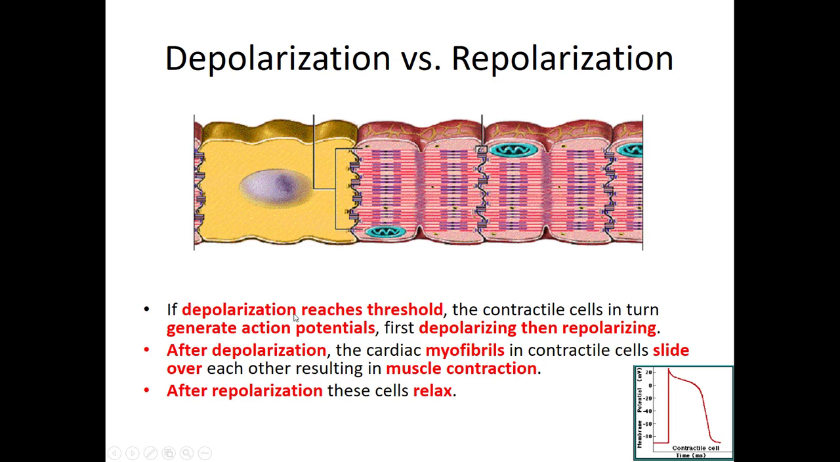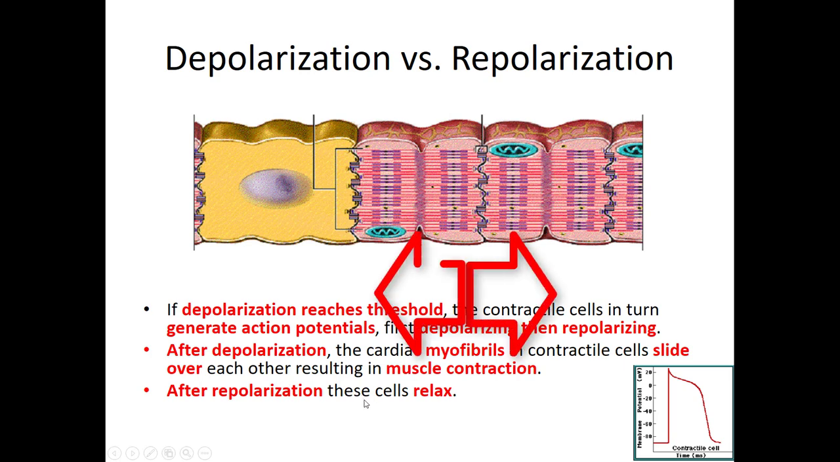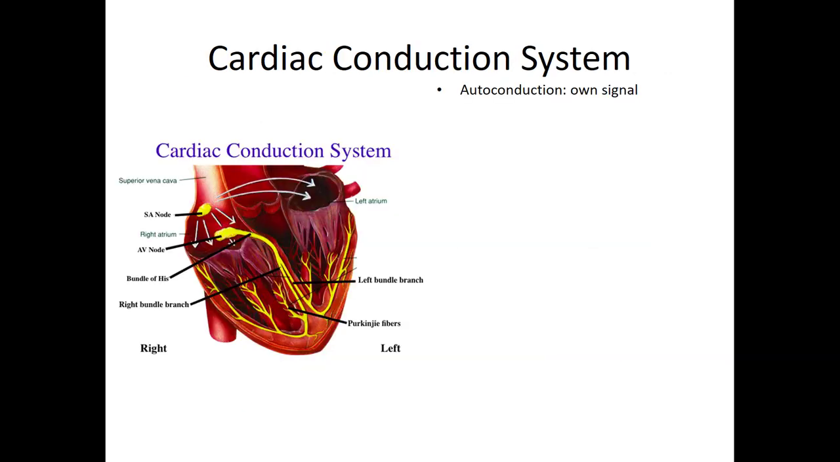If depolarization reaches threshold, the contractile cell in turn generates an action potential. So first depolarization, then repolarization. After depolarization, the cardiac myofibers in contractile cells slide over each other, resulting in muscle contraction. So it means after depolarization, muscle contracts, and after repolarization, this muscle fiber is relaxed. Does it make sense?